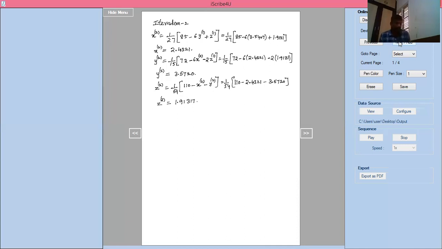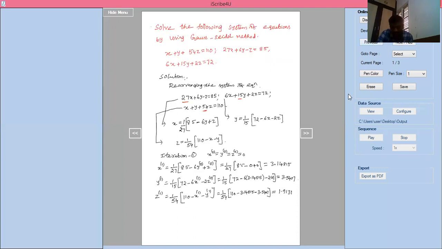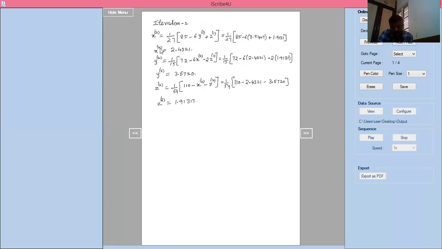If you see these values and the previous values, they are not matching even nearly. The 3.14815 is there, and the next value 2.4321 is there. It is not matching at all. So I will go for the next iteration. Even if you have done it with a calculator, we can check with that also.